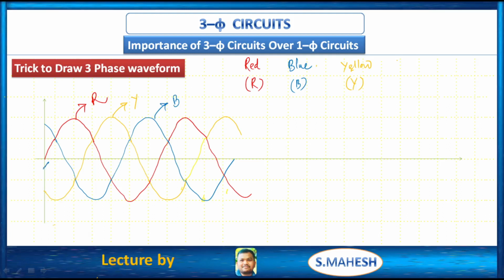See, from here to here 120 degrees, again from here to here 120 degrees. Overall from here to here we have 240 degrees. This is a simple trick to draw a three phase waveform. First you have to take three markers. Then alternately you have to draw the lines by changing the three markers. Finally we have to connect the outer parts of those lines. We will get the three phase voltage waveform or current waveform. Finally, simply it is a three phase waveform. Clear?